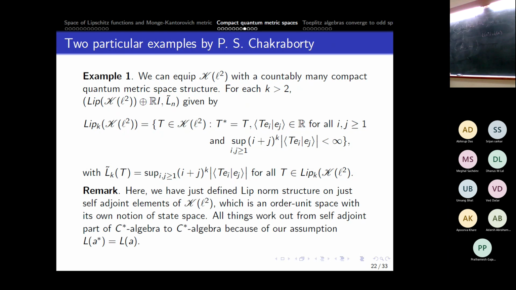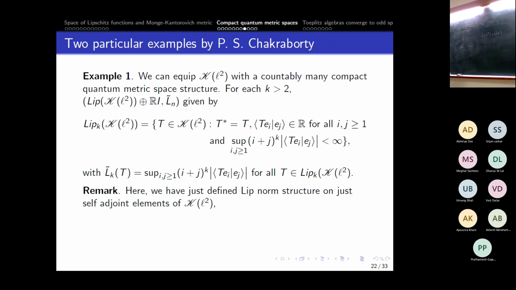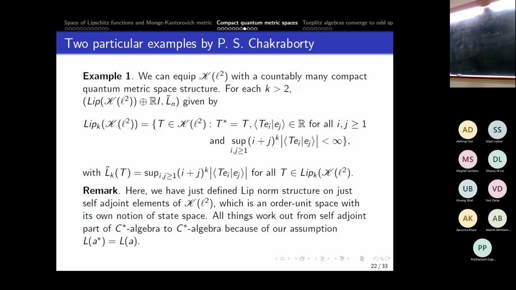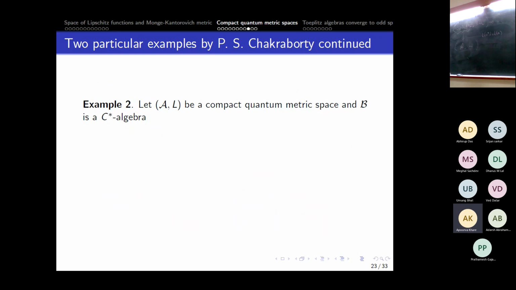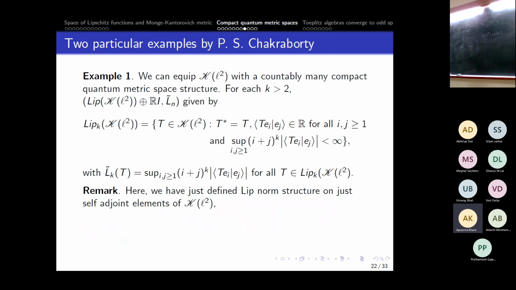So we are just taking it on the self-adjoint elements, which form an order unit space, which I'll come back to in the next two slides. Defining it just on these self-adjoint elements, on which the state space coincides with the state space of K(L2), suffices for our work. Sorry, there's a quick question. What is K(L2)? Is it the set of compact operators? Yeah, the space of compact operators on L2, the separable Hilbert space. Thanks.